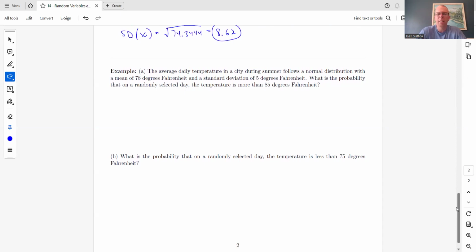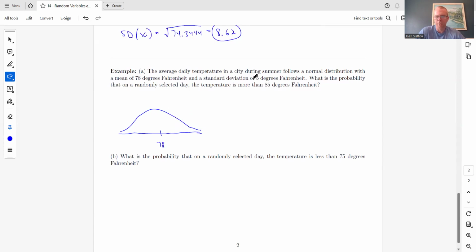It says the average daily temperature in a city during summer follows a normal distribution with a mean of 78 degrees, standard deviation of 5 degrees. What is the probability that on a randomly selected day, the temperature is more than 85? So this is a chapter 5 problem. If you remember from chapter 5, you draw the normal curve. You're going to put the mean in the middle. So the mean is 78.